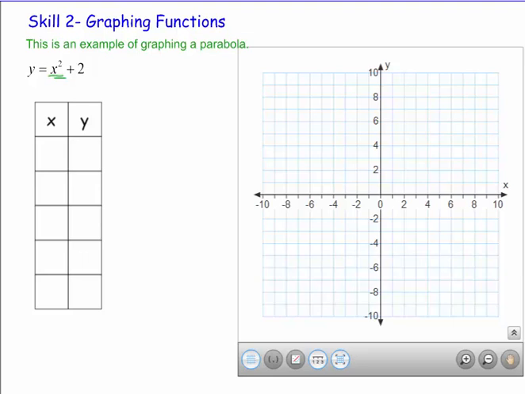Since this is positive x squared, it's going to open up. So right now we know that we have a U shape and it's going to open up. So if we get something different, we know we made a mistake.